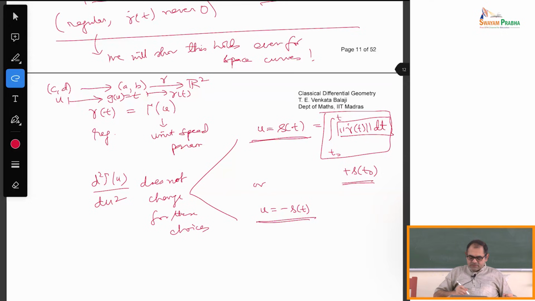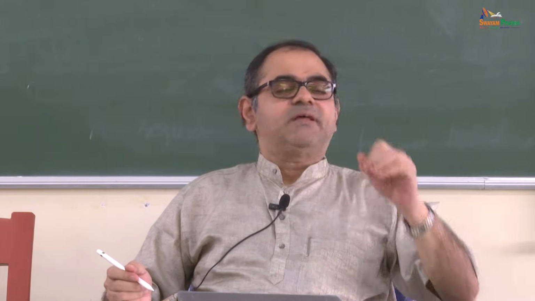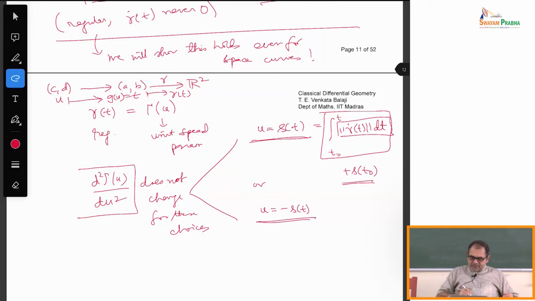Okay, that's because when you do the first derivative, you will get a sign change. Then you do a second derivative, you will get one more sign change, and they'll cancel out. So the point is that whether you are going to use arc length or negative of the arc length, that actually amounts to trying to measure arc length in one direction or the other from a fixed point.